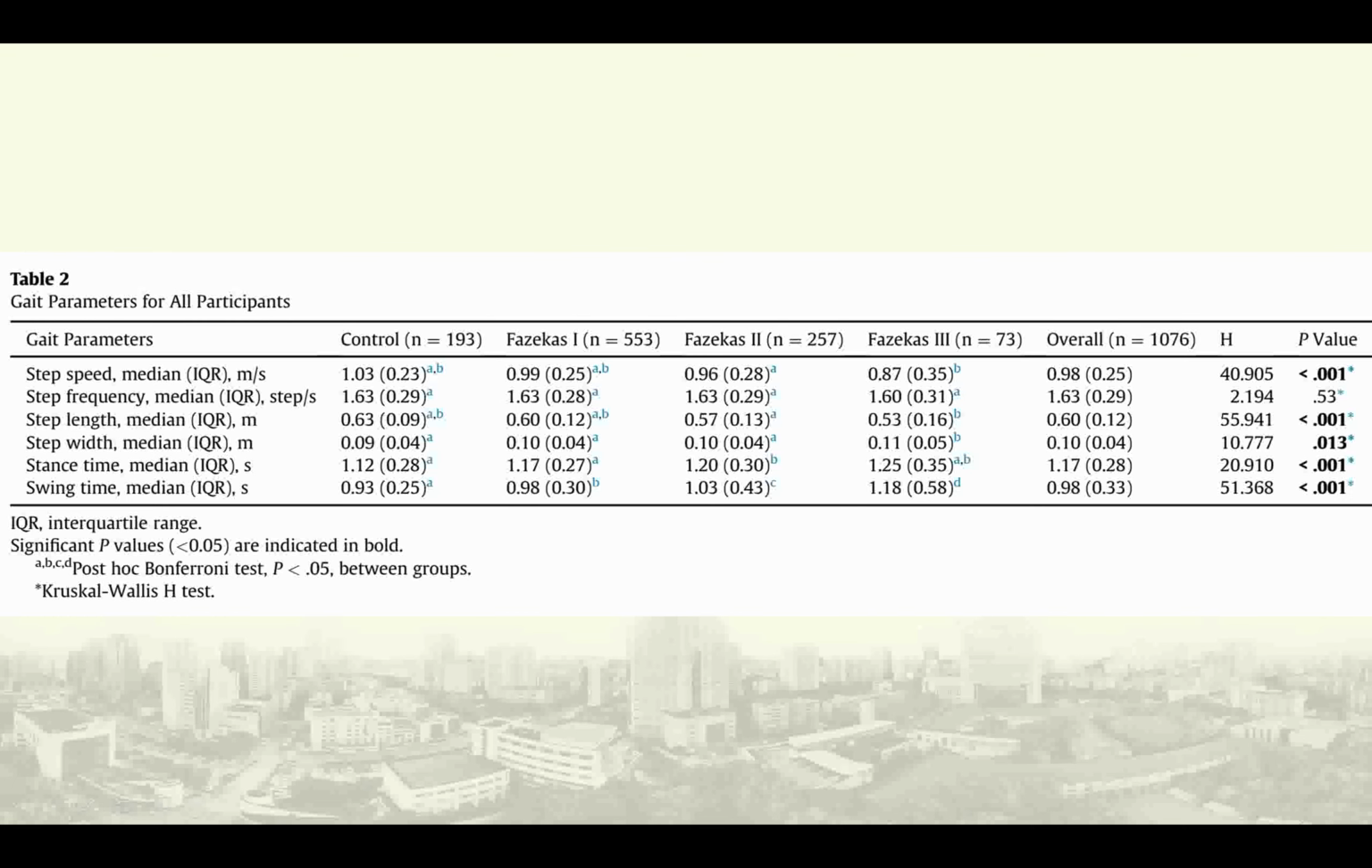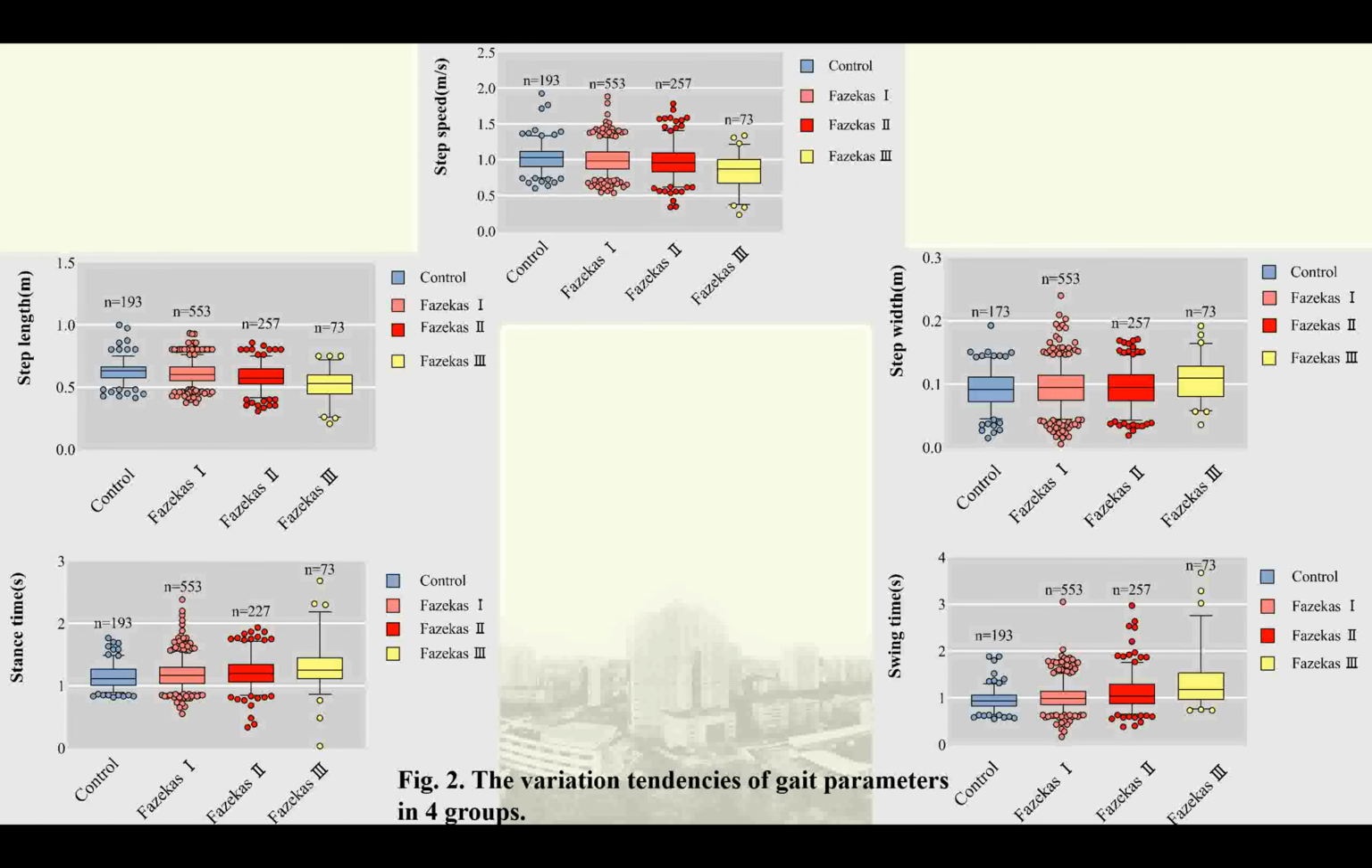Table 2 presents the gait parameters of the study population. 5 gait parameters, including step speed, step length, step width, stance time, and swing time, were significantly different among the four groups. However, no significant difference in step frequency was found among the four groups. Moreover, box diagrams that display the changing tendency of gait parameters among the four groups are shown in Figure 2. With an increase in the severity of WMH, the performance of gait parameters worsened.